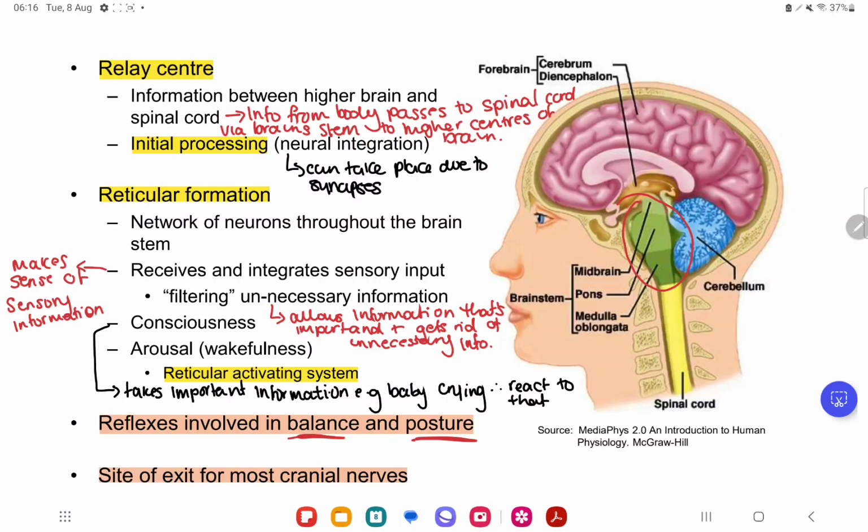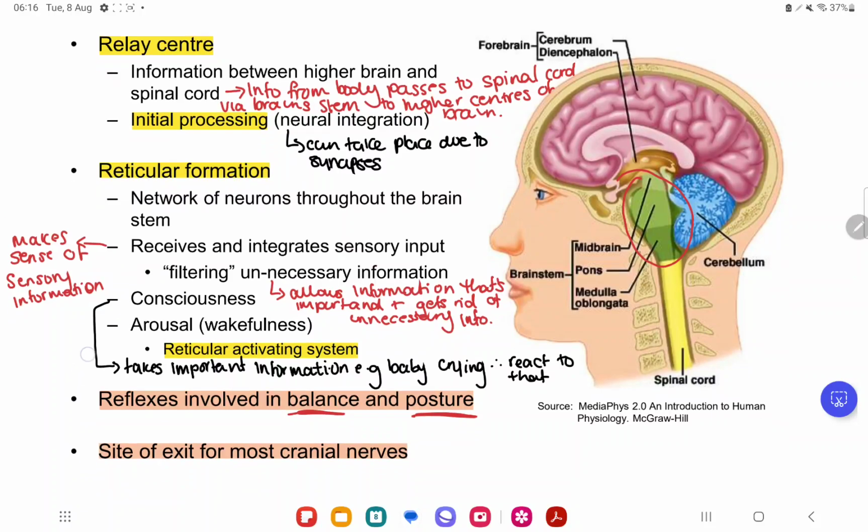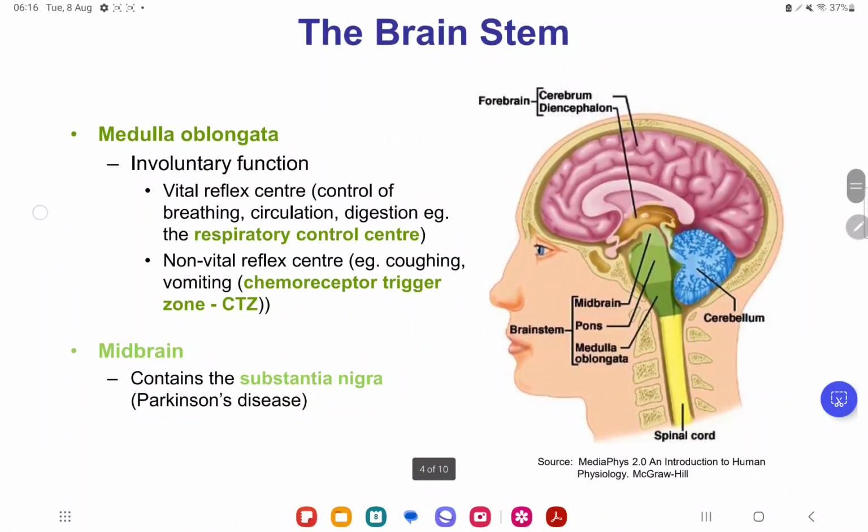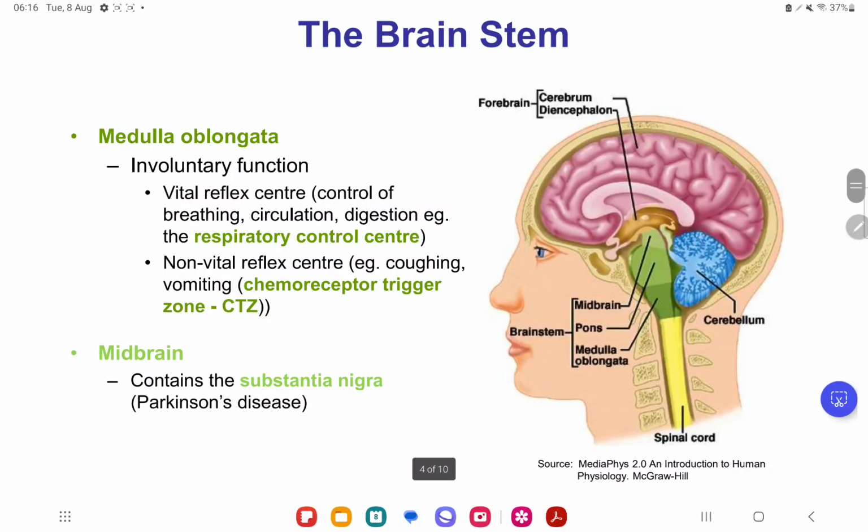It's important in balance and posture, and it's the site of exit for most cranial nerves. And that's in the brainstem. I hope I've not complicated that for you. But let's go on to being a bit more specific.